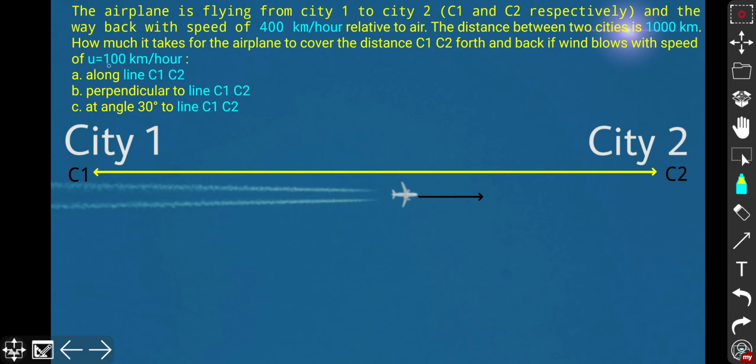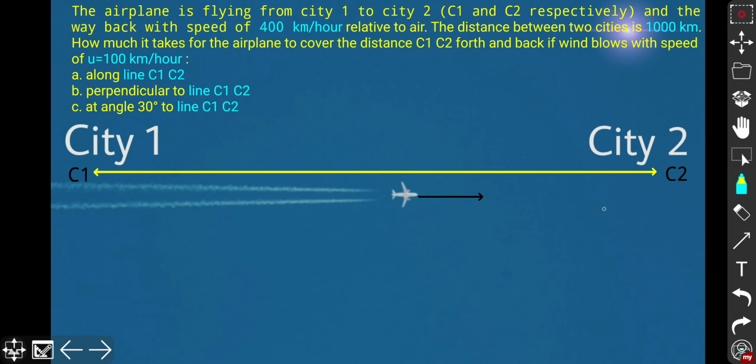A wind blows with a speed of 100 kilometers per hour. At first case, it blows along the line. Then it blows perpendicular to the line, and at an angle of 30 degrees to the line connecting two cities C1 and C2. Pause the video, try to do it on your own, and let's have a look at my explanation.